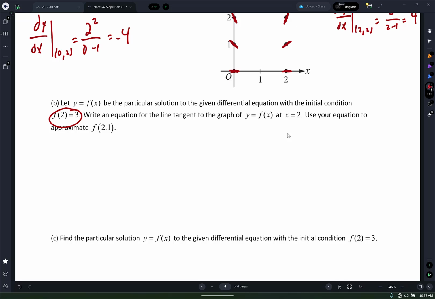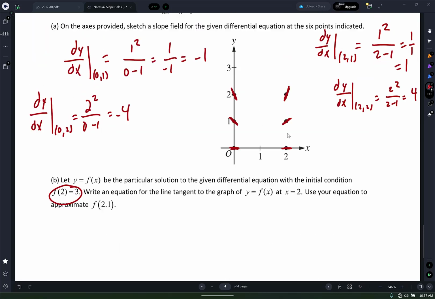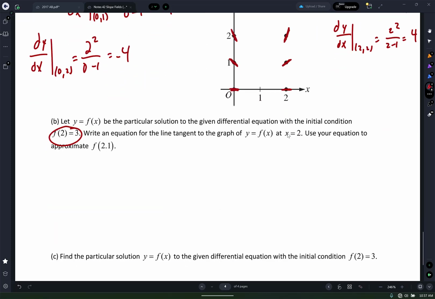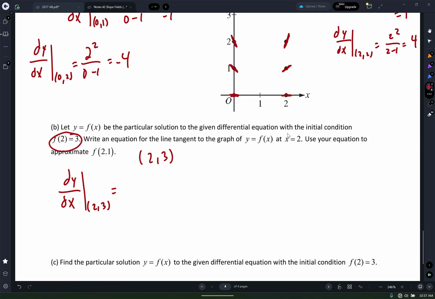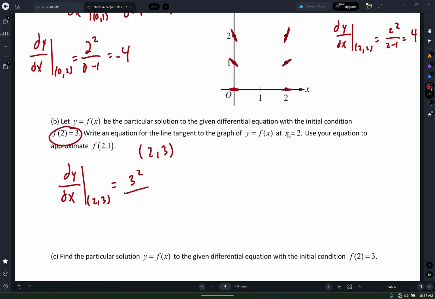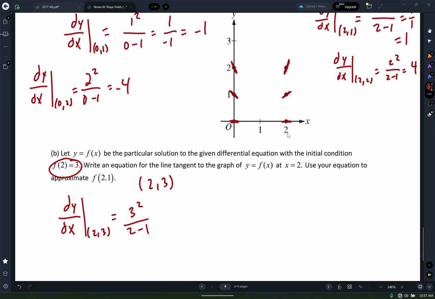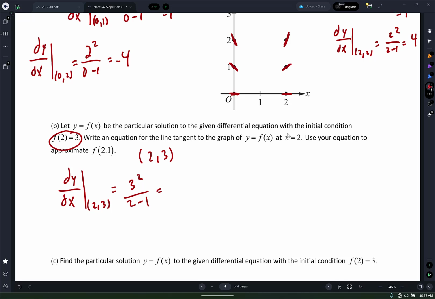Do I have enough? What do I need for a tangent line? Point and slope. Do I have a point? Do I have a slope? Yes, I can get it. Look, guys, they give it to you. dy/dx equals this. So here we go. Here's my point. I'm going to go (2, 3), and I'm going to go dy/dx evaluated at (2, 3) equals, and I just plug in 3 squared over 2 minus 1. So 3 squared, 9 over 1. So 9. My slope is 9.